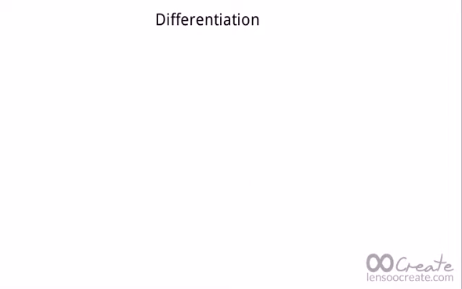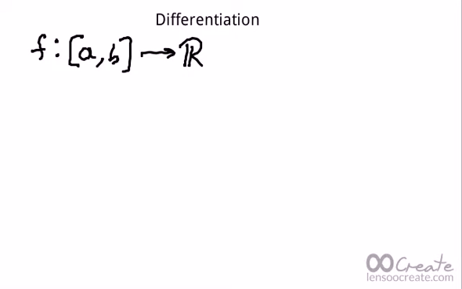Now we see differentiation. So any function f that maps from A to B, let this be any closed set, to R, and for any x that belongs to A to B. So once again, this f is a function that maps from a closed set A to B to R.